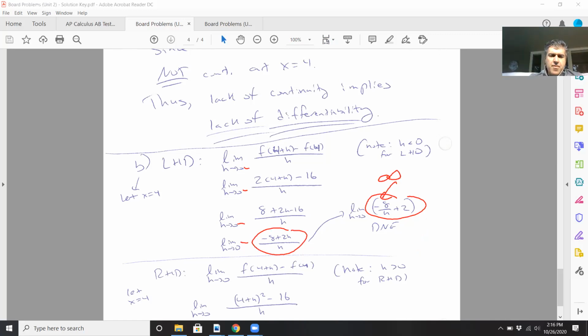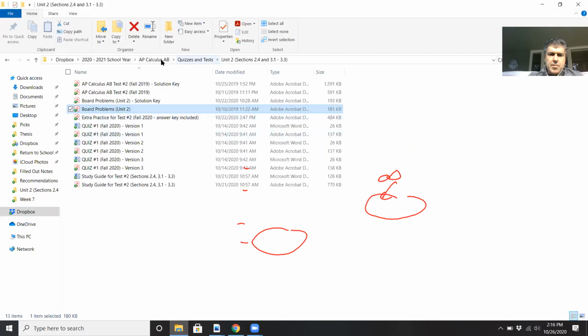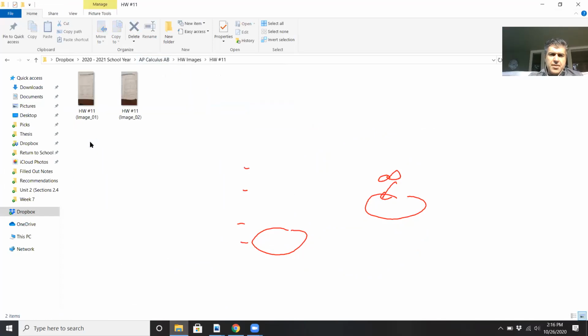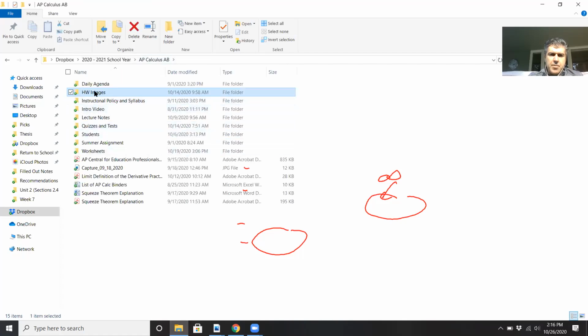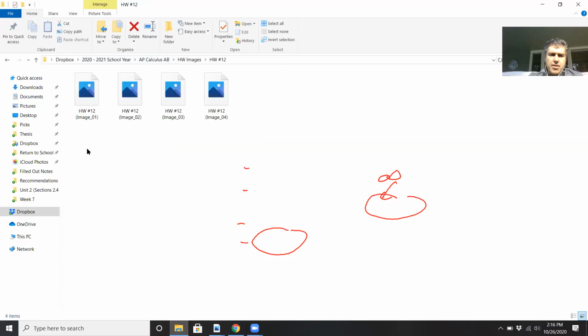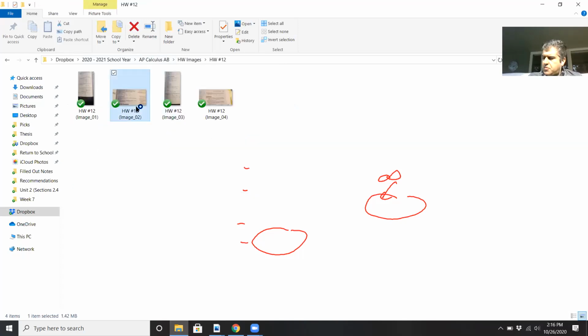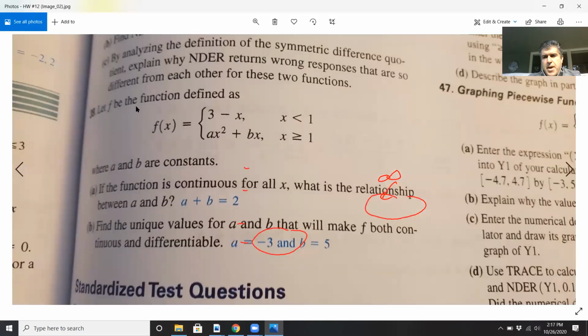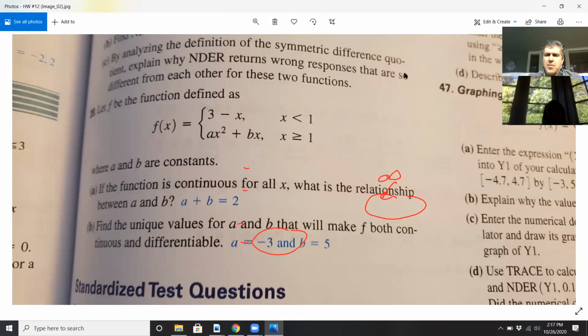Like we had this problem here, you guys might remember from the homework. Let me go to homework images. Number 11, I think. No, it was number 12. Oh, come on, homework images. Number 12. Yeah, I'll be asking something kind of like that in the realm of continuity and differentiability. So I think we tackled that one.